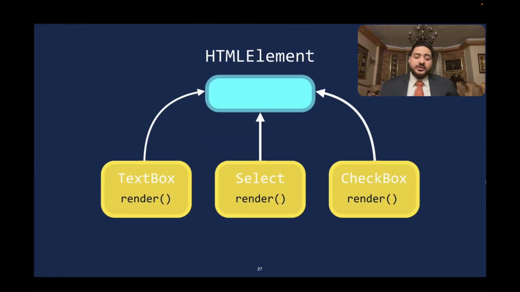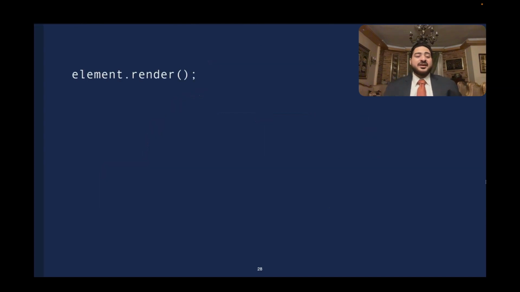What we can do is, inside HTMLElement, we write an abstract function called render, and for each child of this parent, textbox, select, and checkbox, we write a different implementation for this render method. So now if we want to render any of them, all we need to do is write element.render. It's as simple and easy as this.